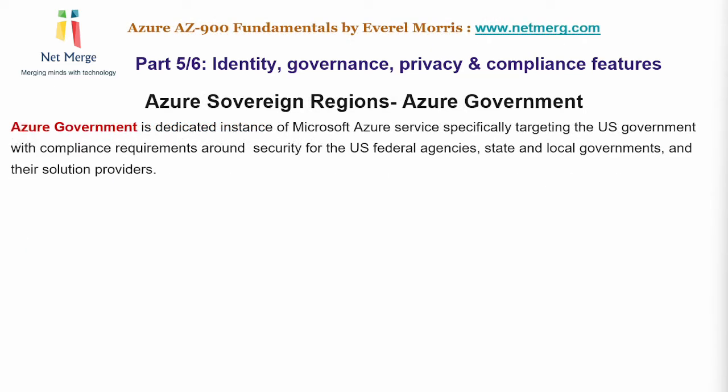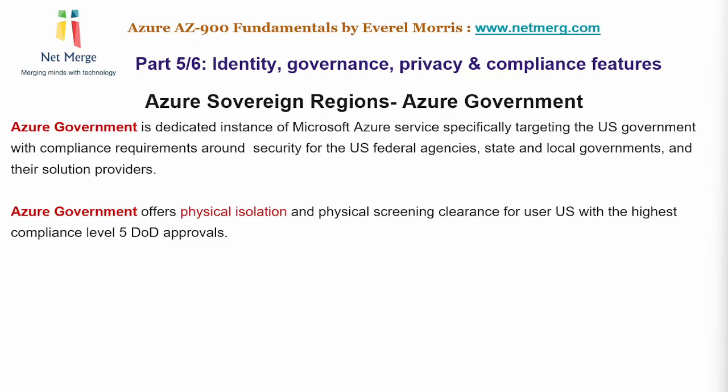Now let's look at the Azure Sovereign region, and the word sovereign should actually draw your attention to it. Government. Now Azure Government is a dedicated instance of Microsoft Azure services specifically targeting the US government with compliance requirements around security for United States federal agencies, state agencies, local government, and their contractors. We spoke about the different forms of government, US Central, the DoD, and Iowa, and I think Virginia as well. Those are examples of Azure Government.